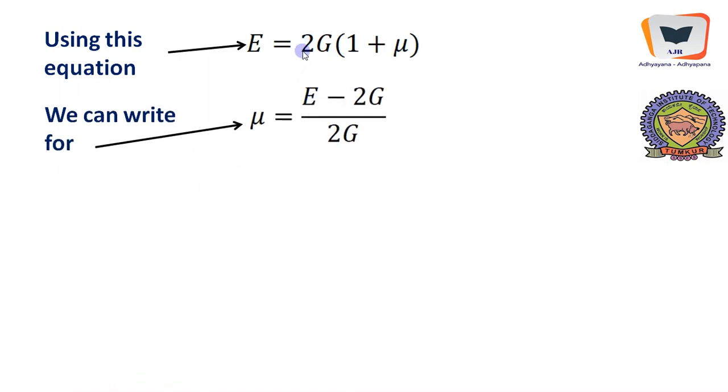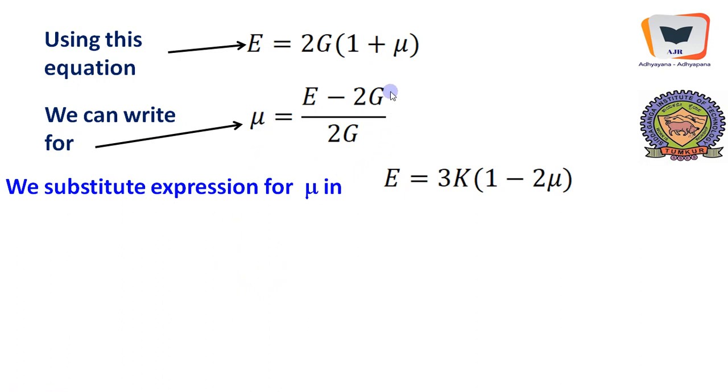So mu will be equal to E minus 2G, 2G going to that side, divided by 2G, and we want mu, therefore it is (E minus 2G) divided by 2G. So we have an expression for mu in terms of only the moduli of elasticity E as well as G. We substitute this expression for mu in the fifth equation because we need to involve K also. Therefore we chose the fifth equation, E equal to 3K into (1 minus 2 mu), and this mu is substituted over here.